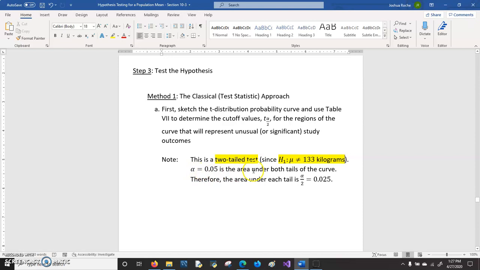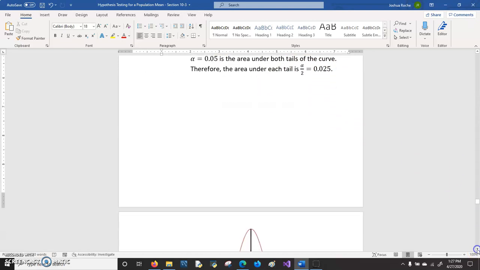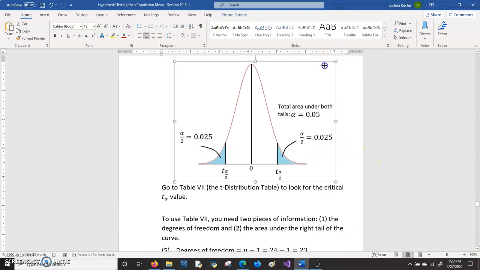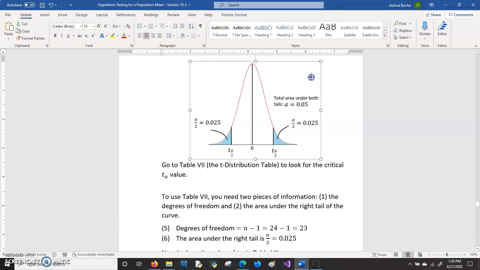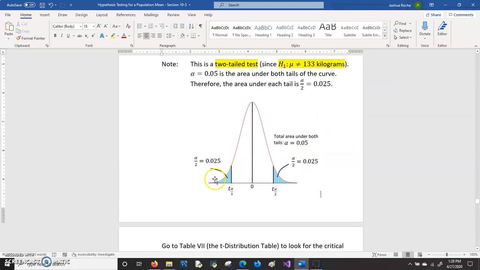Also, alpha is 0.05, and that represents the area under both tails now. And therefore, the area under each tail is 0.025. So here's a sketch of the t-distribution. This is a two-tail test. The total area under the tails is 0.05. That means that each tail has an area of half of that, of 0.025.